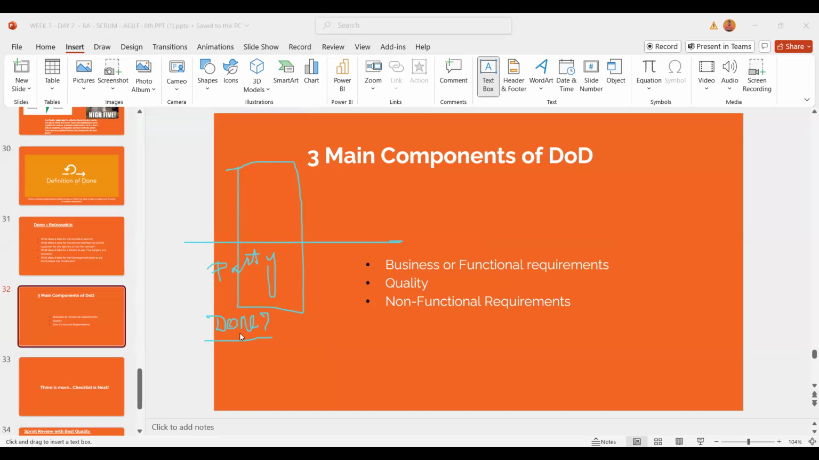But if this portion is party and this portion is done, then what should be this portion? Prep work for the party. What, come again, Aparna? Prep work for the party. Okay, so you can say pre-party. Yes or no? Yes. So pre-party things. We will talk about pre-party.